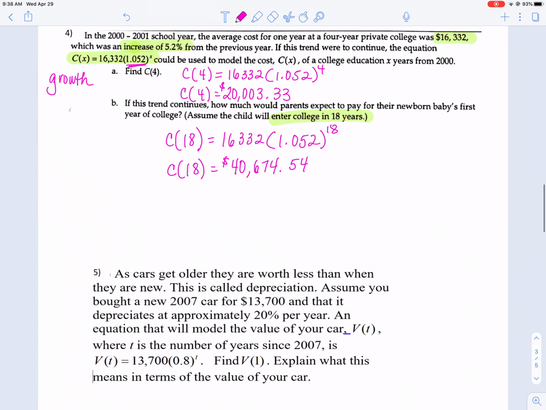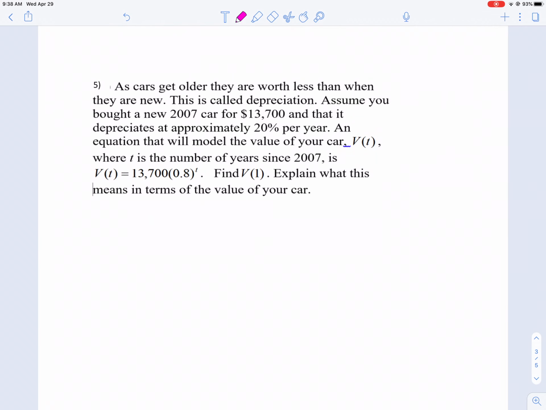Okay. The next one, it's talking about depreciation. And I feel like we've spoken about depreciation. It's a really important concept, very real life. But as cars get older, they're worth less, okay? And this is called depreciation. As they get older, they are worth less.